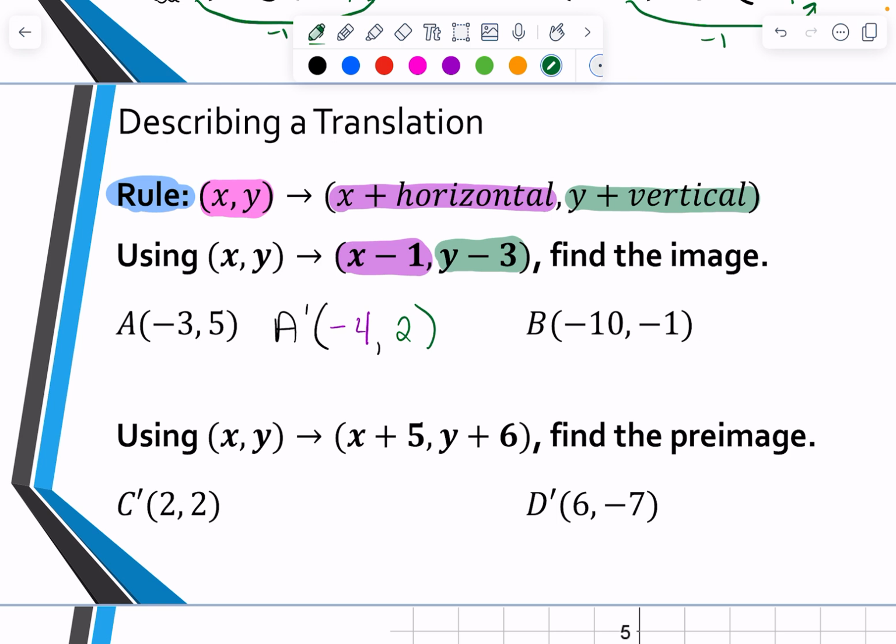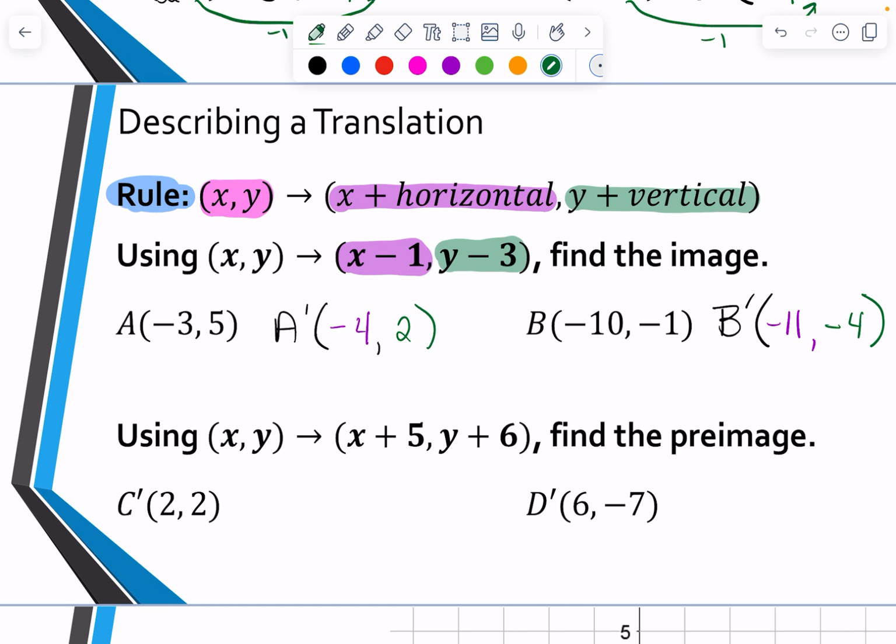Okay, let's try the second one here. So I look here, I'm going to go to the image, B prime. Once again, we start off. We're going to go -10 minus 1. That's going to get me -11. Then I'm going to go -1 minus 3. That's going to get me -4. So that's how we go from the pre-image to the image after the translation is done.